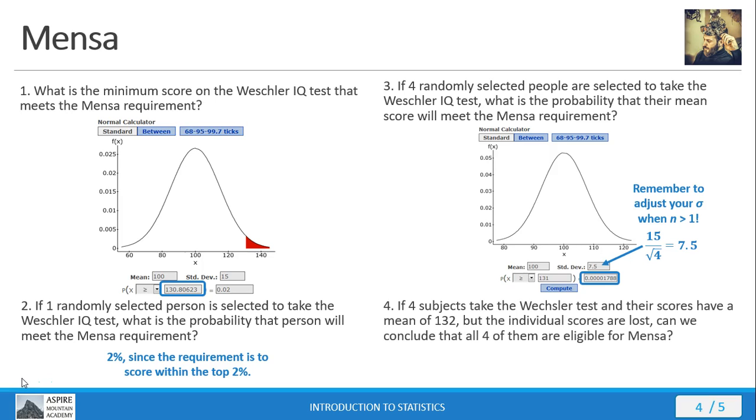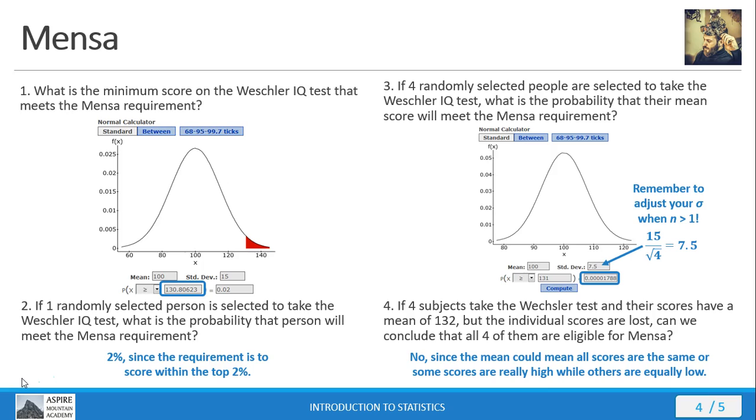That brings us to the last question. If 4 subjects take this test and their scores have a mean value of 132, but we don't know what the individual scores are, can we conclude that all 4 of them are eligible for Mensa? Well, in this case, the answer is going to be no. Remember, the mean is simply an average. So, we don't know what the minimum and the maximum values are going to be for that range of values that we have. So, yeah, they could be, but they also could not be, okay?